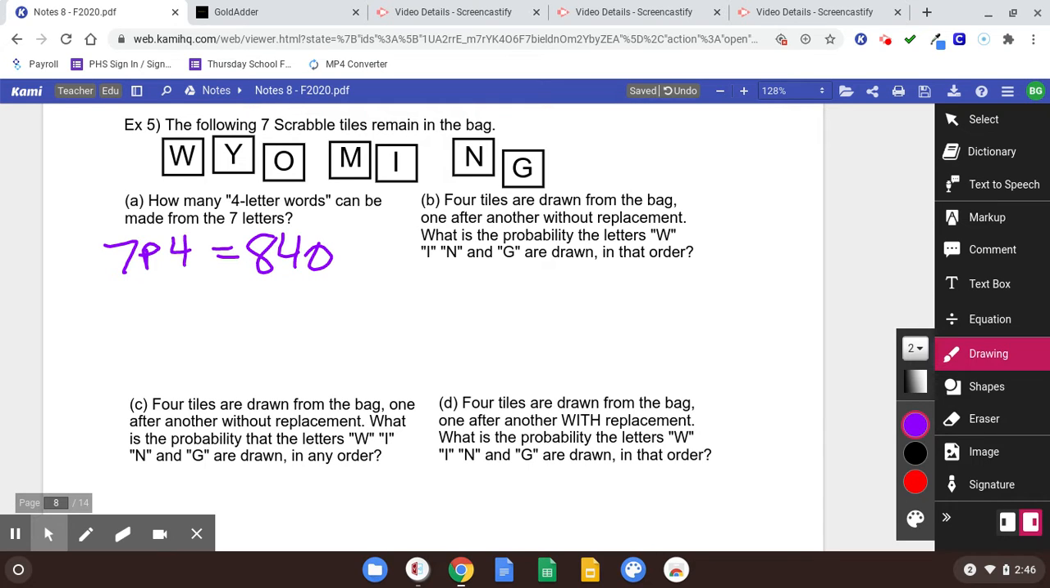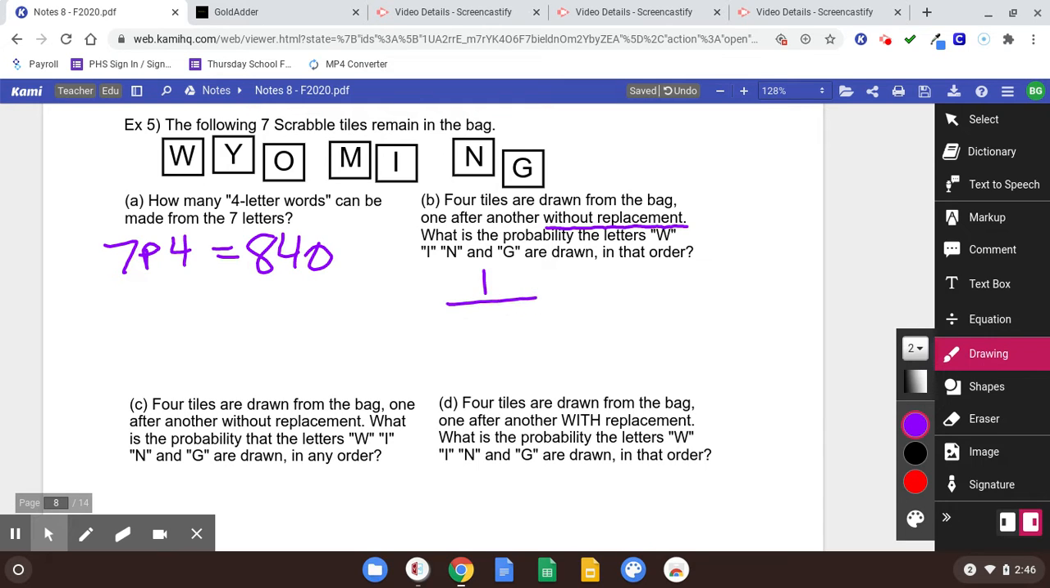Part B, 4 tiles are drawn from the bag, one after another without replacement. That's a pretty important phrase right there, without replacement. What is the probability that the letters W, I, N, G are drawn in that order? So W, I, N, G. It has to be a W, and then an I, and then an N, and then a G. There's only one way to do that.